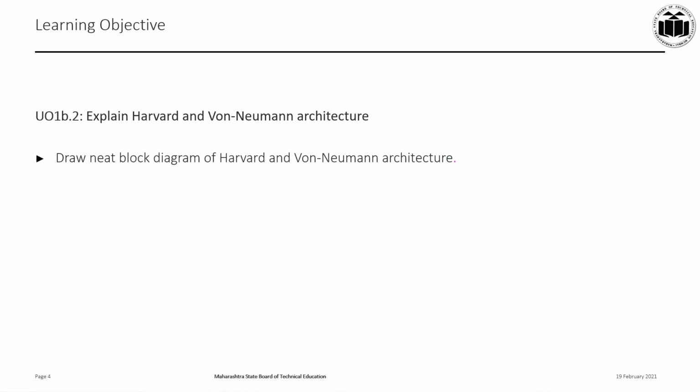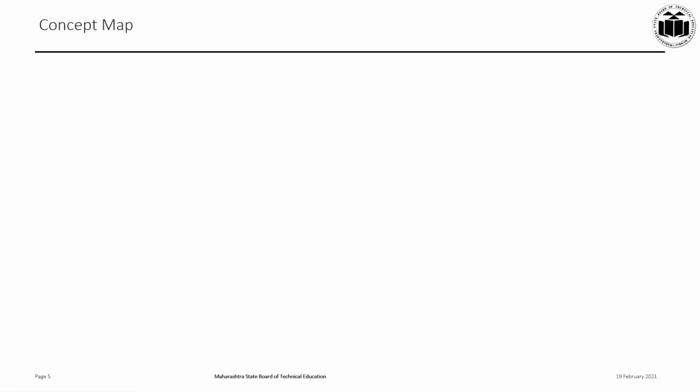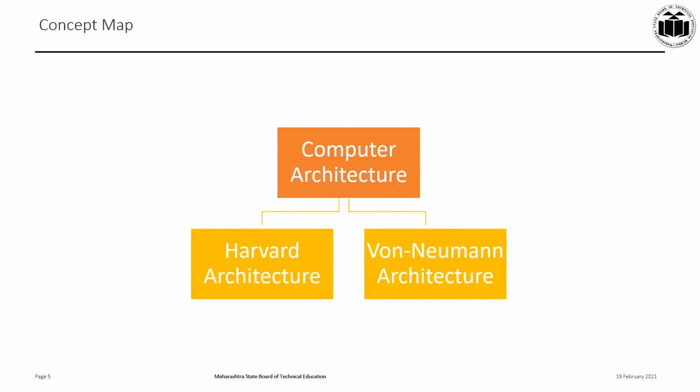Learning objective. The learning objective of this session is to explain what is Harvard and what is Von-Neumann architecture. After the session is over, you shall be able to answer questions like: draw the neat block diagram for a Harvard and the Von-Neumann architecture. The concept map shows us the two types of computer architecture: one is the Harvard architecture and the other is the Von-Neumann architecture.